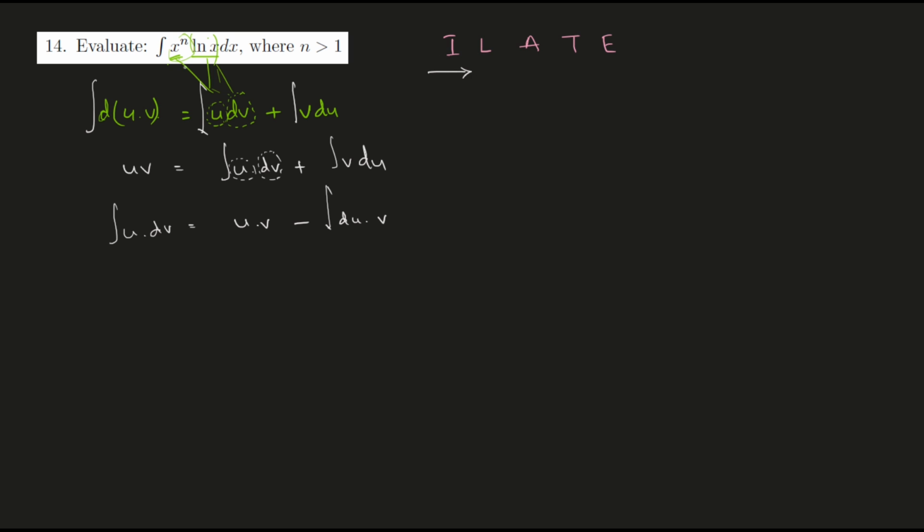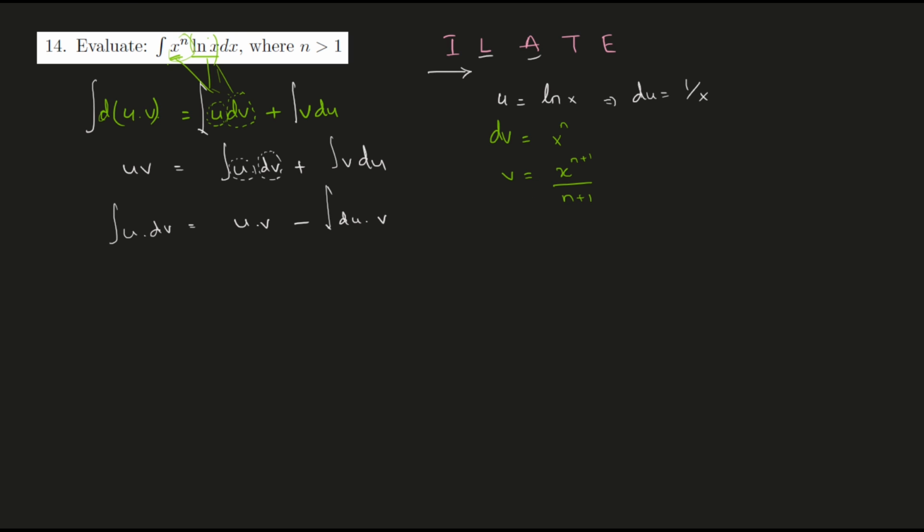So in our given question, we have a logarithmic function and an algebraic function. So we would choose u to be ln x, and we would choose dv to be the algebraic function, that is x to the power n. Okay, once I've done this, I can figure out du, which is 1 over x, and I can figure out v by integrating this. So that would be x to the power of n plus 1 upon n plus 1.